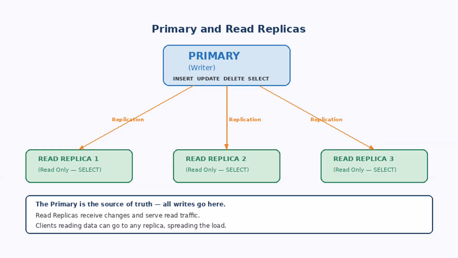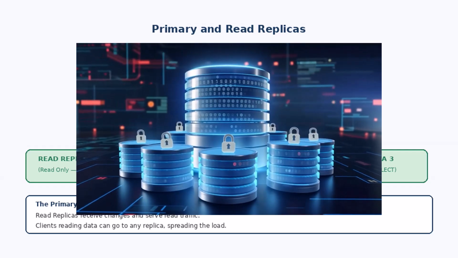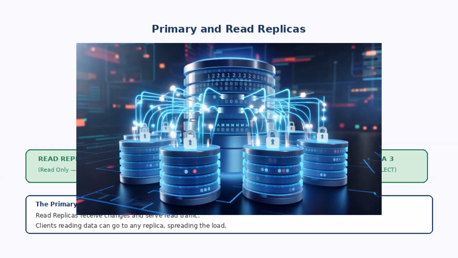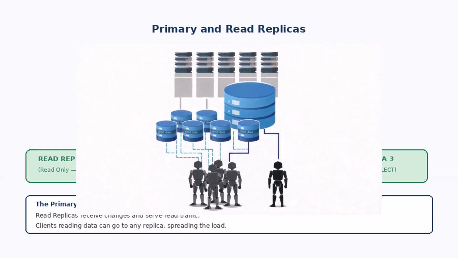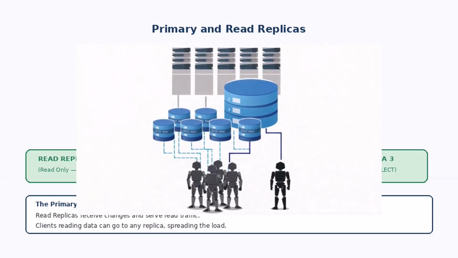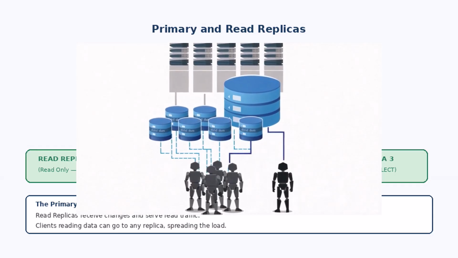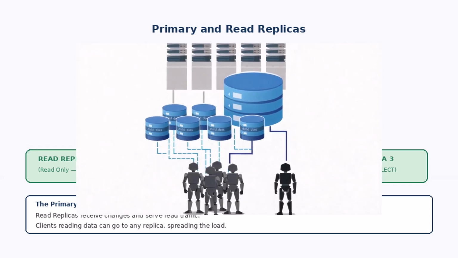Read replicas are copies that only serve read queries. Select statements. They receive changes from the primary and apply them to stay in sync, but they never accept writes directly. Clients that need to read data can go to any replica, spreading the load across multiple machines. Clients that need to write still go to the primary. Since reads are typically 80 to 90% of database traffic, offloading them to replicas massively reduces the load on the primary.